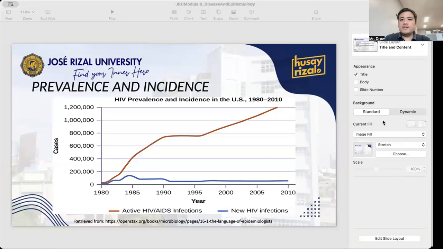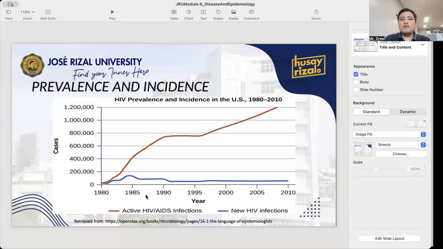So prevalence and incidence. In this graph, you will see the HIV prevalence and incidence in the USA from 1980 to 2010. And obviously, it keeps on rising. So the red line is the active HIV or AIDS infections. It's getting higher and higher. And then these are the new HIV infections.